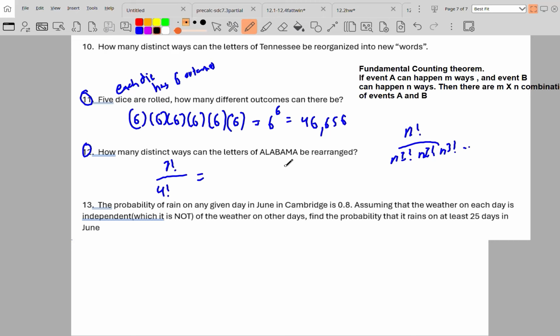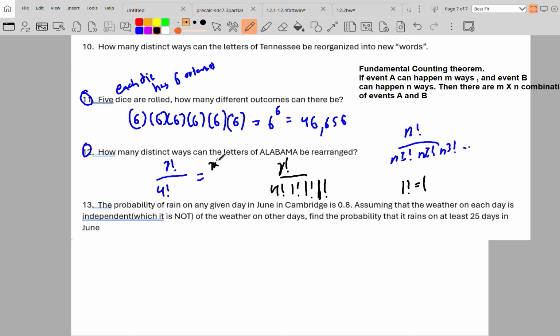Technically, it's 4 factorial, L happens once, 1 factorial, B happens once, 1 factorial, and then M happens once, 1 factorial. 1 factorial is 1. That's why we don't talk about it, okay? This is the only thing that matters. It's 7 factorial over 4 factorial.